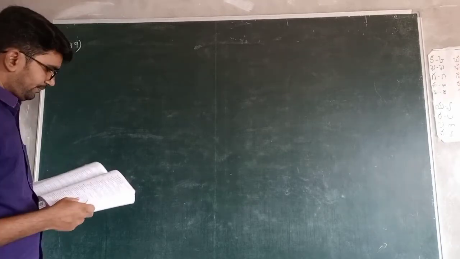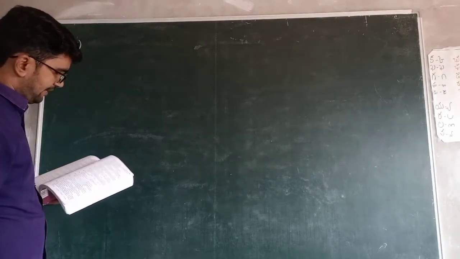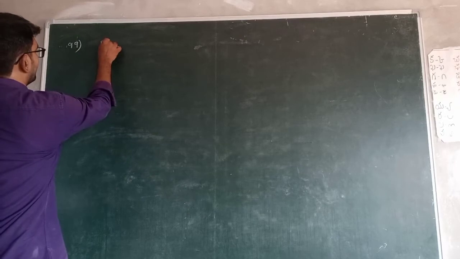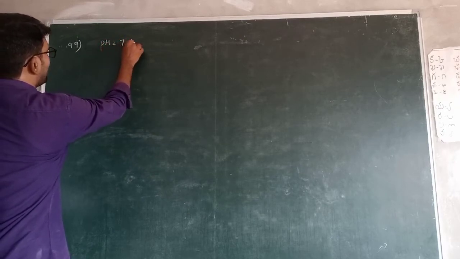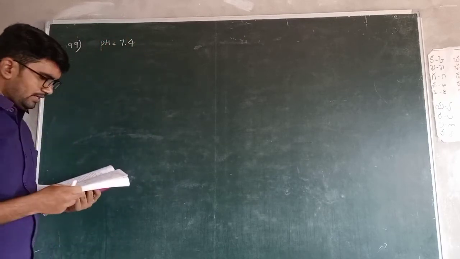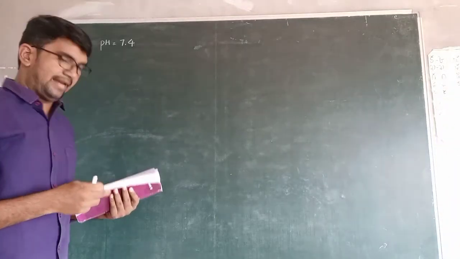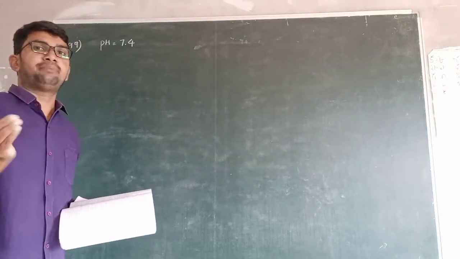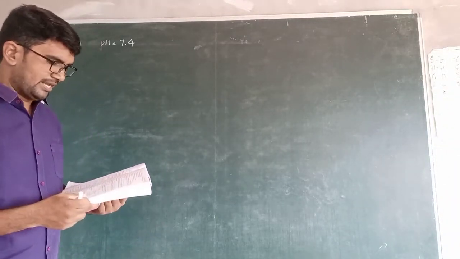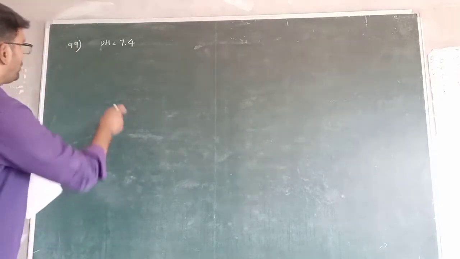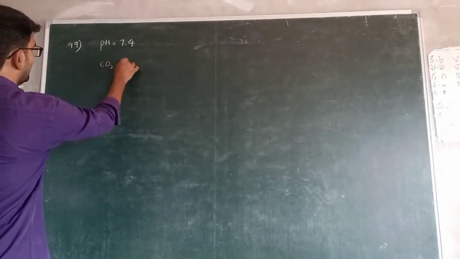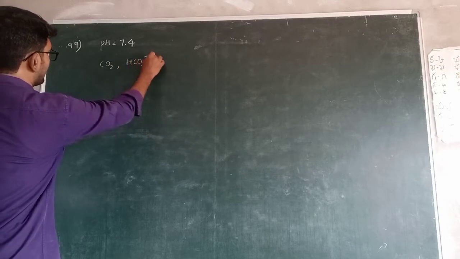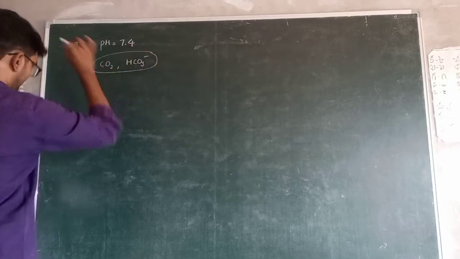99th problem. The pH of blood is 7.4. Actually, in the blood, a buffer is present. What type of buffer? The buffer contains CO2 and HCO3 minus ions. These ions are present.